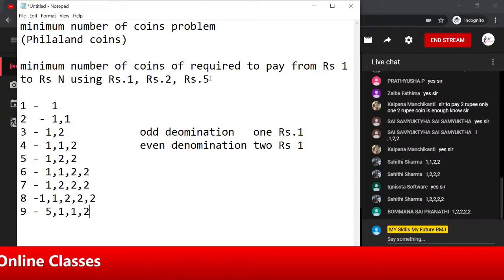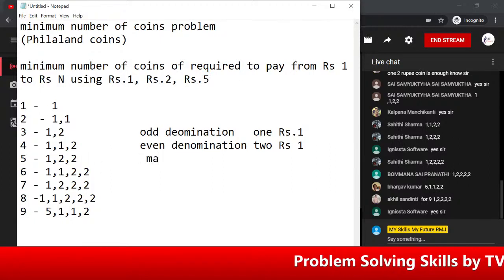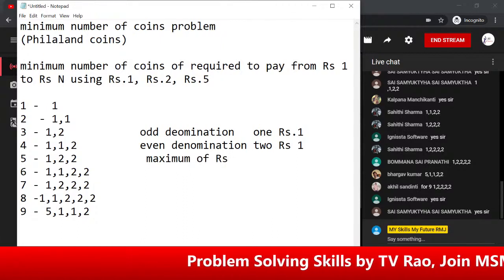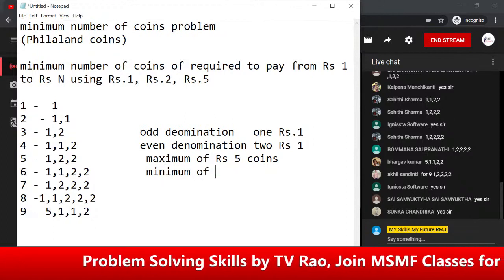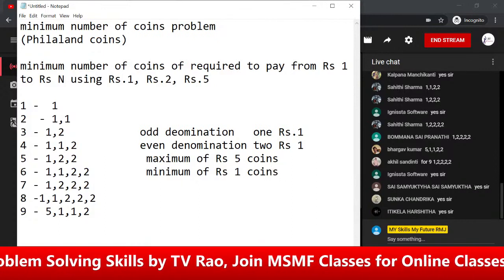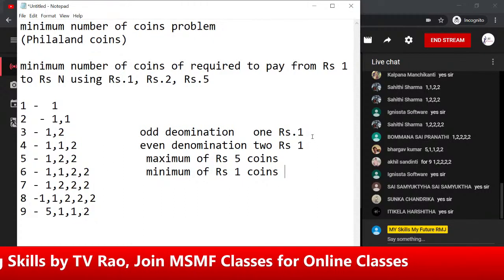See, I have a 5 rupee coin also. And my criteria is minimum number of coins. If I use four 2 rupee coins and one 1 rupee coin, 5 coins are required, but I could pay it using 4 coins. To reduce the number of coins, I should use maximum of 5 rupee coins and minimum of 1 rupee coins. Is this clear? I should use as many coins as possible of the 5 type and as few as possible of the 1 type.